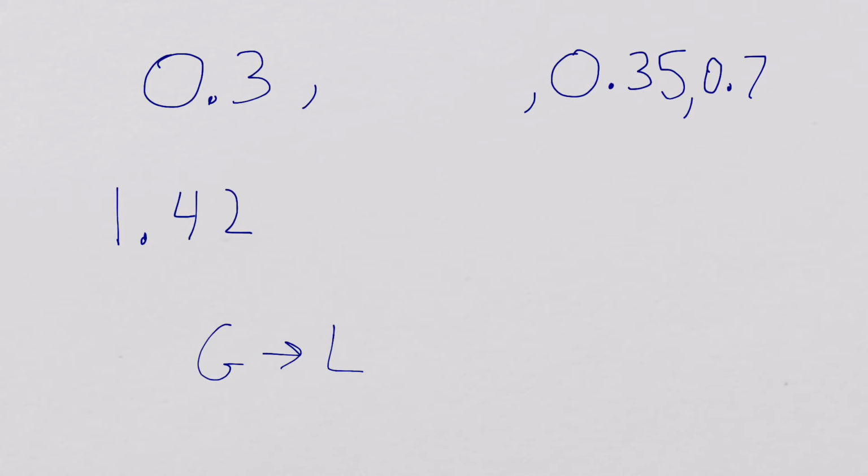So, once again, look at our place values. 0 in the ones, 0 in the ones, 0 in the ones. So they're all the same. That's not going to help us at all. So we need to go to our tenths.